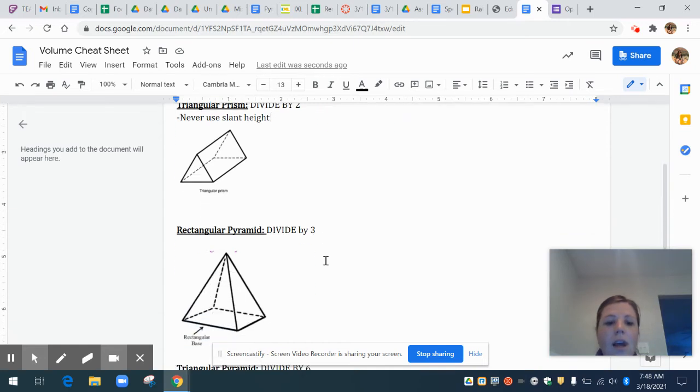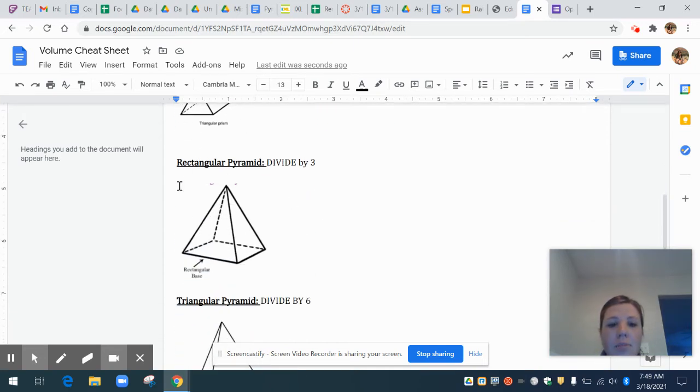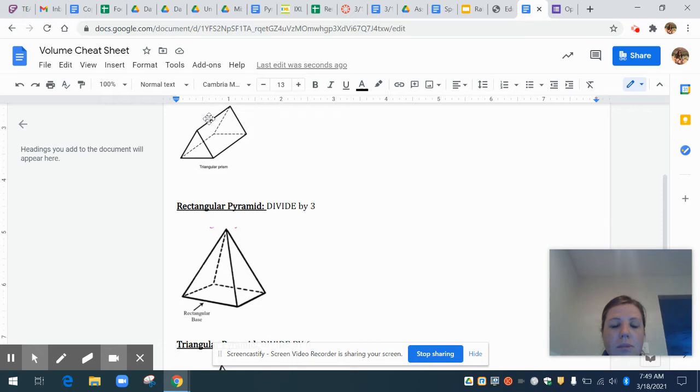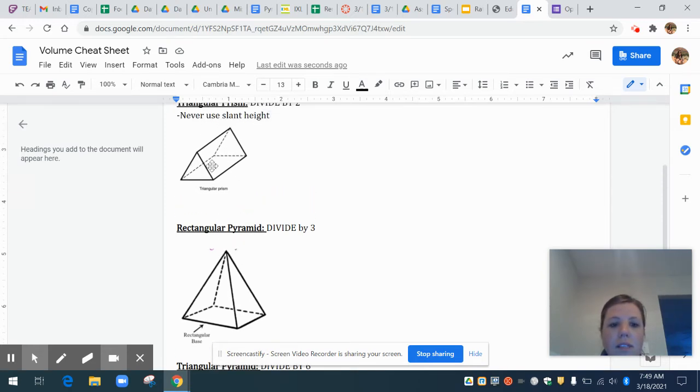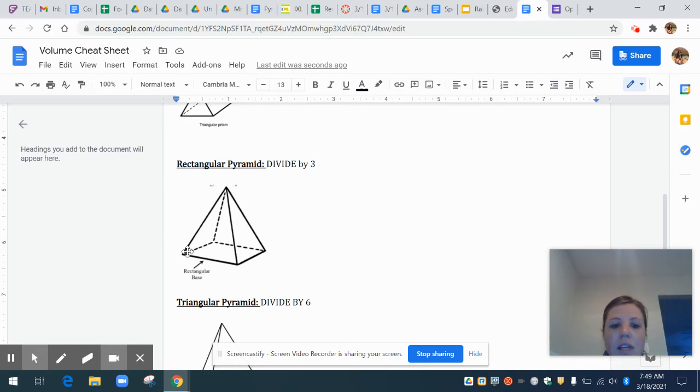Okay? Then for a rectangular pyramid, the difference between pyramids and the triangular prisms is that this comes to 1 point. This does not. It's going to have a rectangular base. Some people ask if a square pyramid is the same. Yes, a square is technically a rectangle, so it's the same thing.